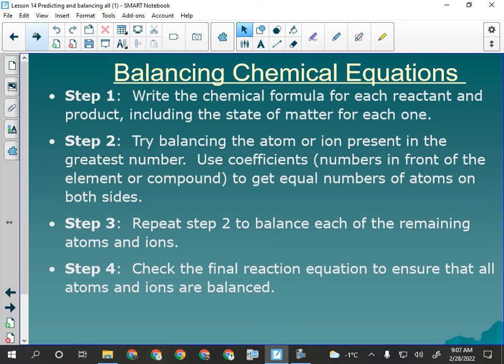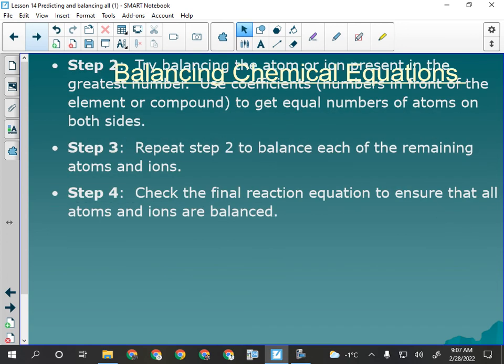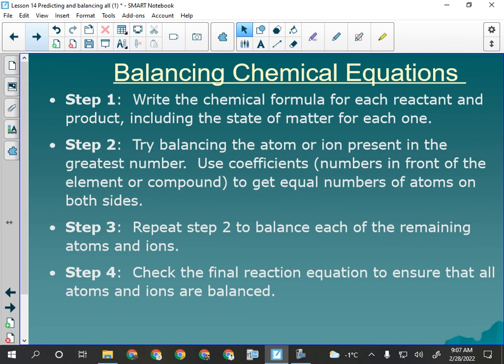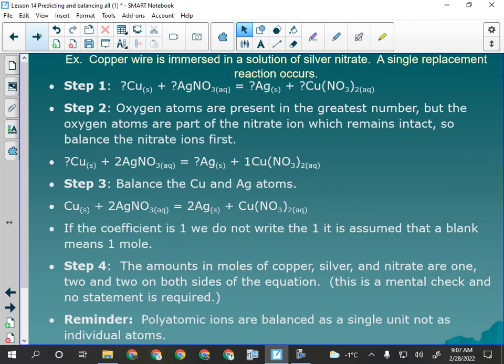Use coefficients, that's the big numbers in front of the element or compound, to get equal numbers of atoms on both sides. Step 3, repeat step 2 to balance each of the remaining atoms and ions. Check the final reaction equation to ensure that all of the atoms and ions are balanced. So that's the stuff we've been doing all along. We're familiar with how to do that. This is just an example of it. We actually did this reaction last week.